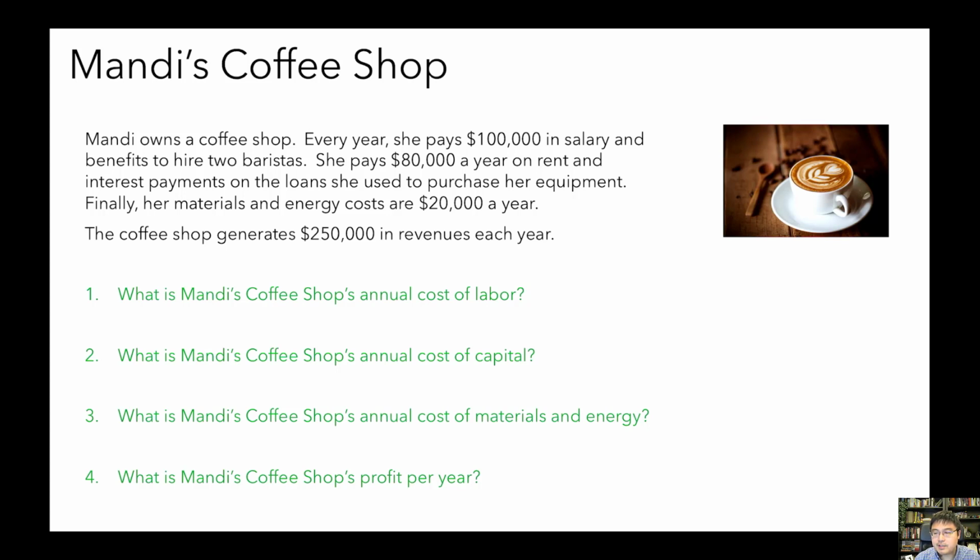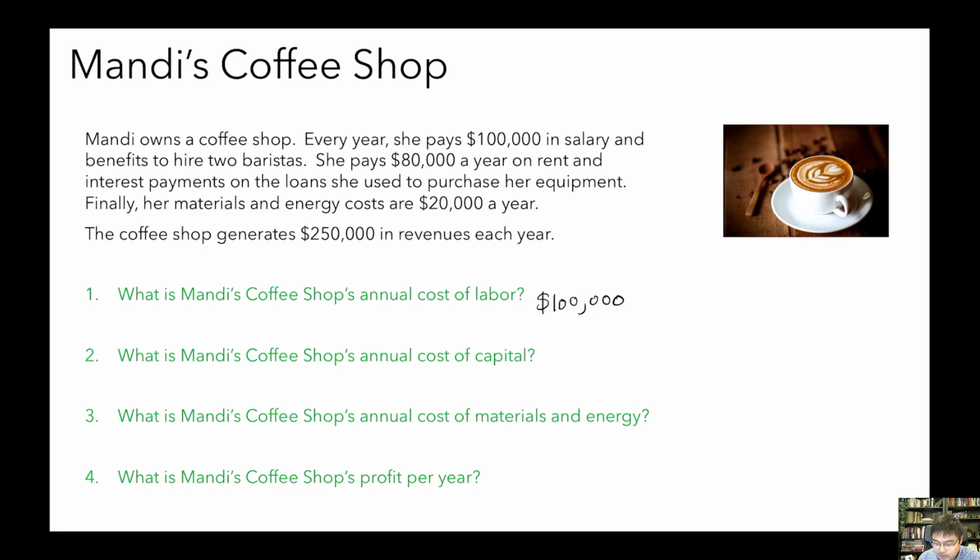And we're going to assume that she doesn't have any purchase service costs. Okay, and the coffee shop generates $250,000 in revenue each year. Question 1. What is Mandy's coffee shop's annual cost of labor? Okay, that's very simple. She pays $100,000 in compensation, including both salary and benefits, to her workers, and so her labor costs are $100,000.